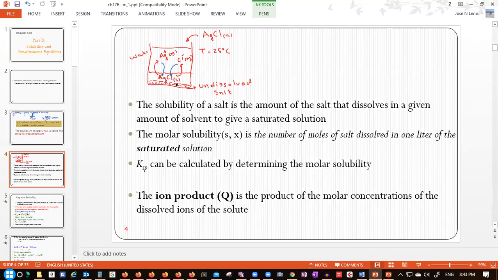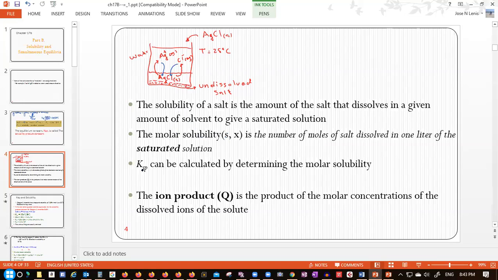So this is one of the conditions for a dynamic equilibrium. You need to have some solid on the bottom to let it establish the equilibrium. And you let it settle for a while. It takes time. 1 hour, 2 hours, 3 hours, depending on the chemical. So you can measure the molar solubility as the number of moles of the salt that dissolve in 1 liter of that saturated solution. And we represent the molar solubility as S or X. I'm going to use X as my molar solubility on my problems. Some textbooks use lowercase s for solubility.